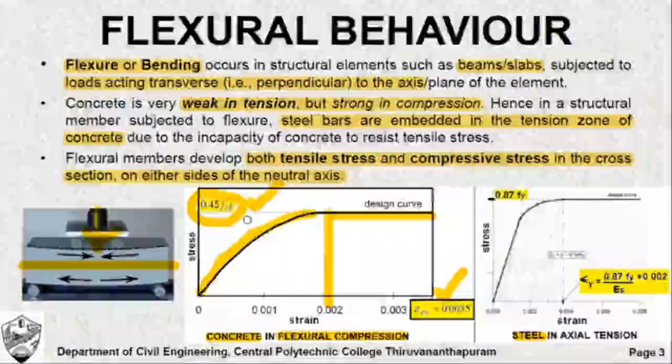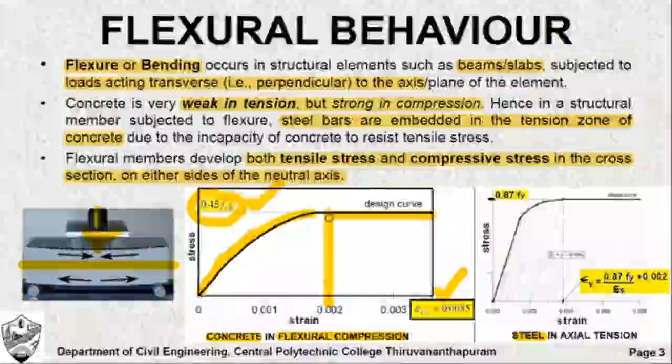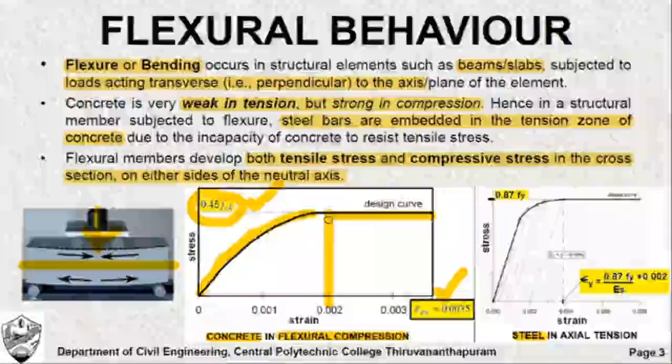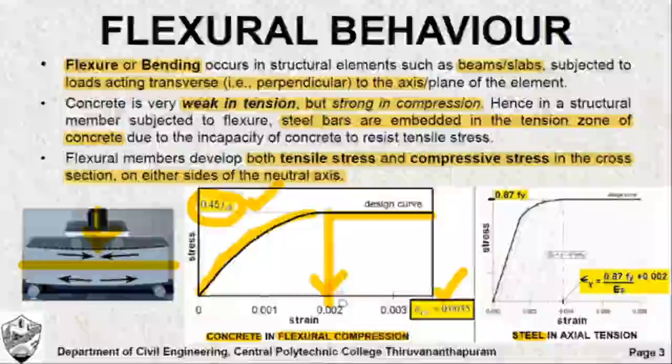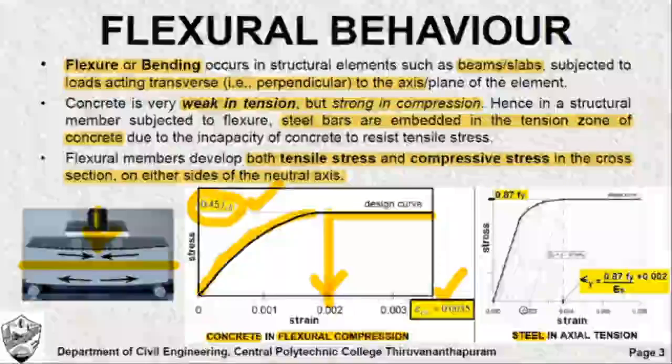You should remember that the design strength of concrete is 0.45 fck, and the initial portion of the curve is a parabolic curve, and it continues to be parabolic up to a strain value of 0.002, after which the strength value remains constant up to the final compressive strain of 0.0035.